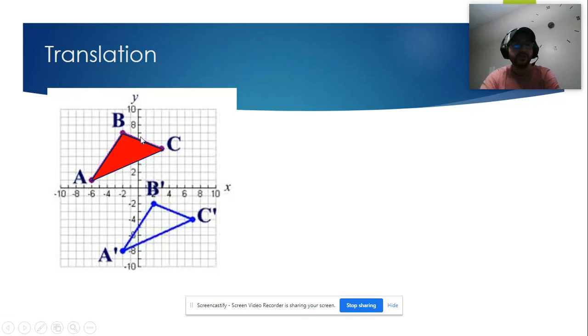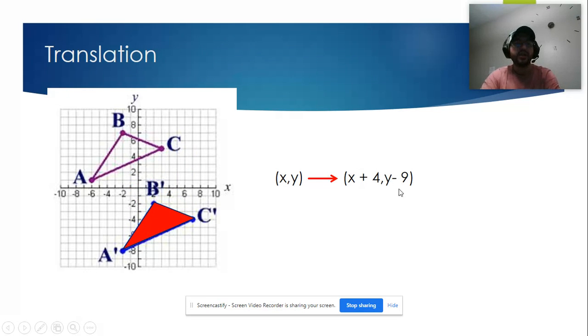Now, let's see another example. We've got this one. First, we need to see how many units we move to the right and then how many units we need to move down. So first, as we can see, we moved 4 units to the right, so we're going to add 4 to the x, and then we're moving 9 units down, so we're going to subtract on the y.